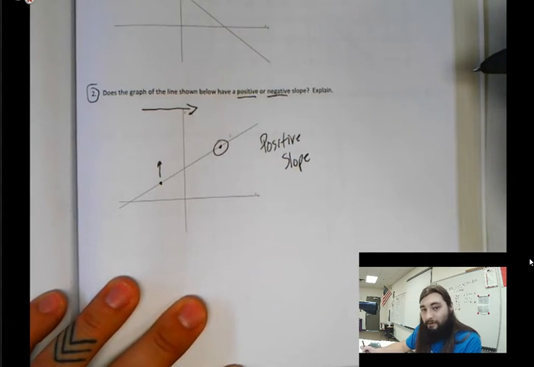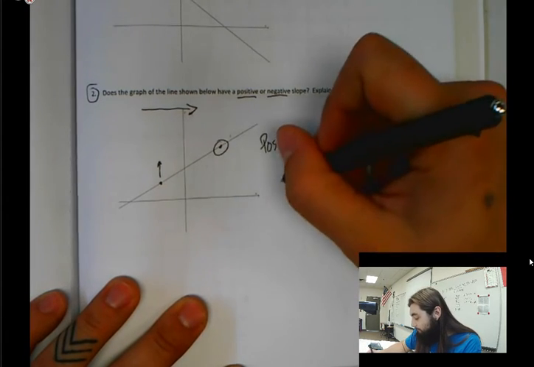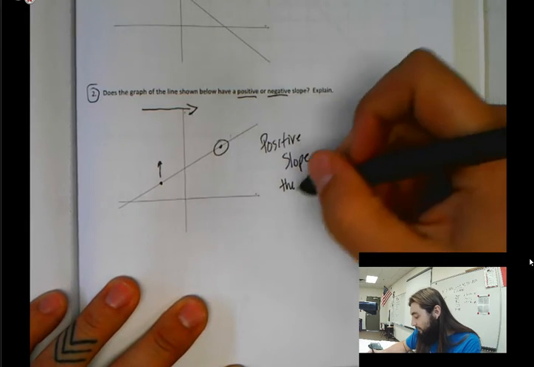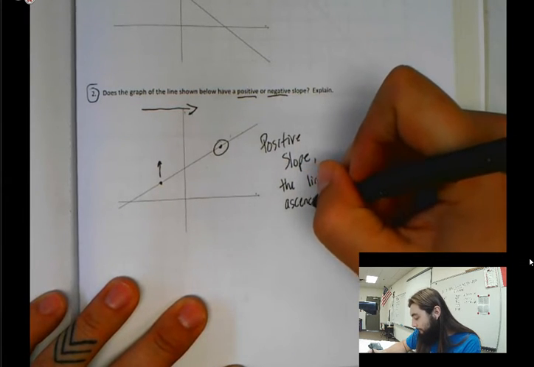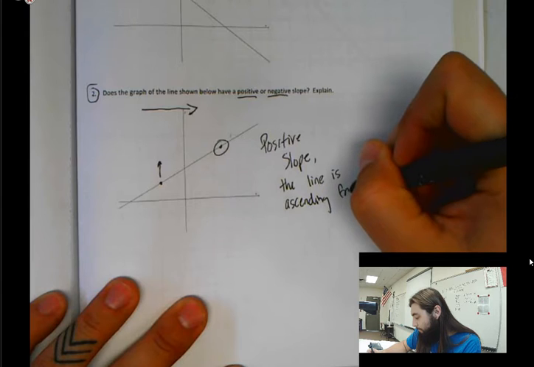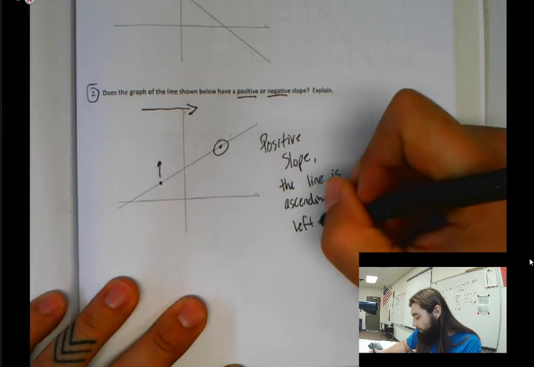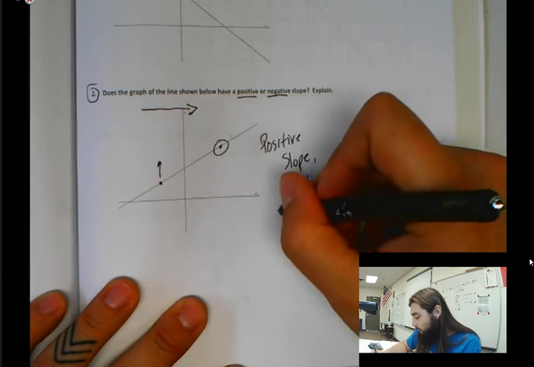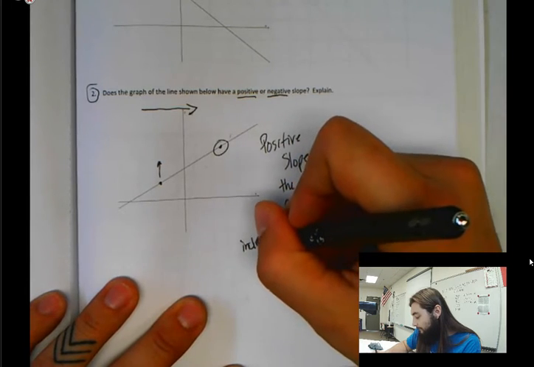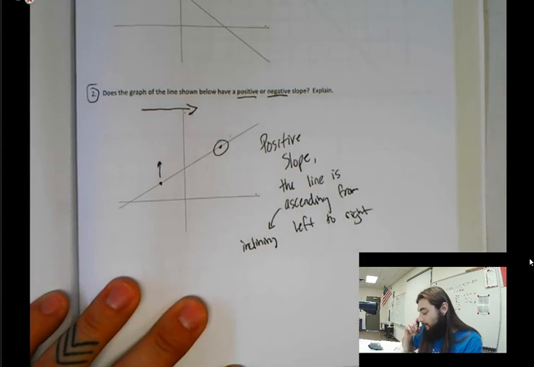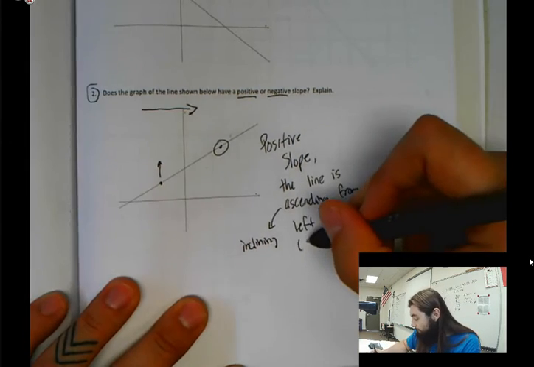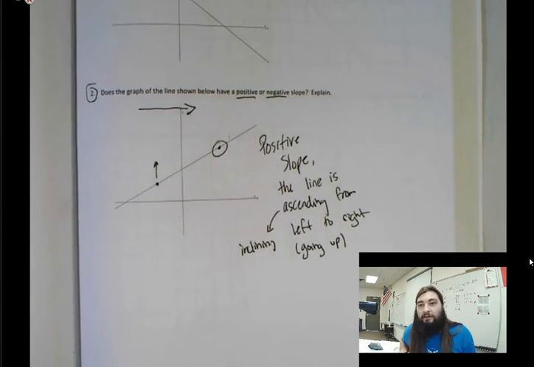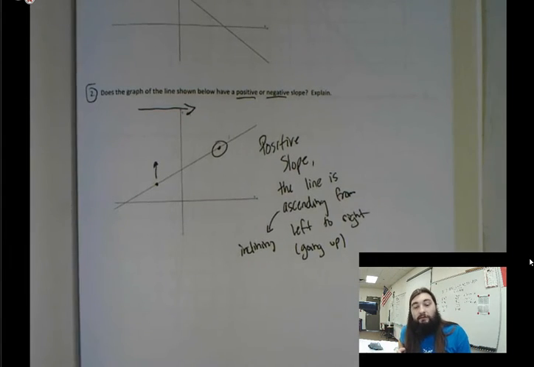And why is it a positive slope? Because the line is ascending from left to right. Ascending, or we can also put inclining. Essentially it's going up. Any of those things is perfectly fine in order to justify your answer.